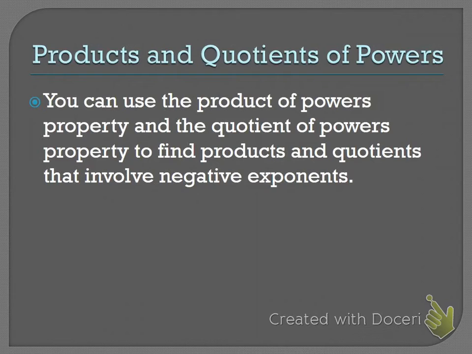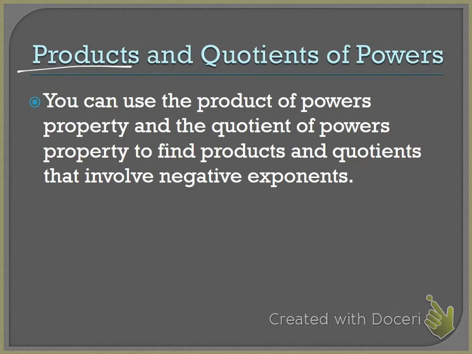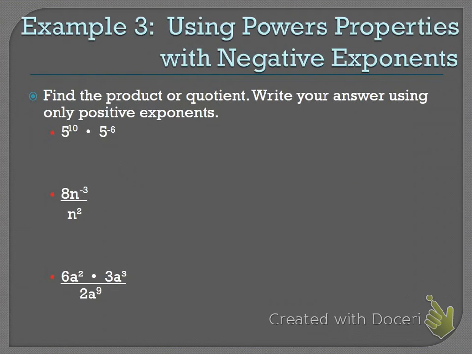All right, so now we're going to cover how these negative numbers apply to the number properties that we learned in 4.5, the product and quotient of powers properties. Okay, so this is all coming together, basically 4.5 and 4.6. This is on your quiz on Monday. This is a very important example. All right, so it says find the product or quotient and write your answer using only positive exponents.